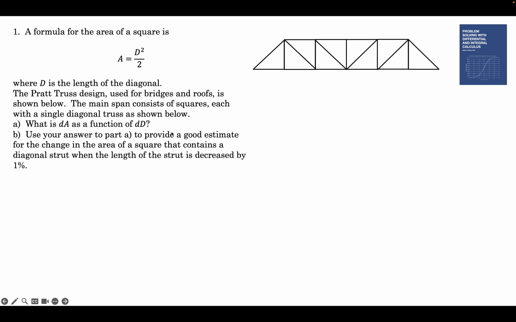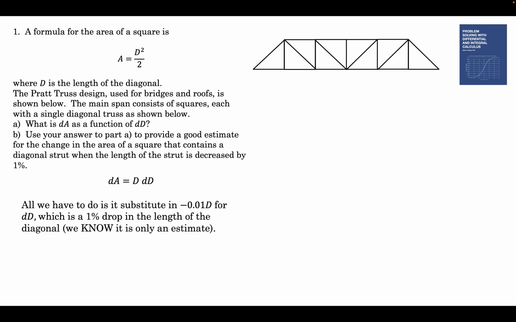Using your answer to part A, provide a good estimate for the change in the area of a square that contains a diagonal strut when the length of the strut is decreased by 1%. So we decrease the length of a diagonal strut by 1%, and we want to know how the area of the square changes. There's our differential for A. dA is d dd. So all we have to do is substitute in minus 0.01 d. That's a 1% drop. So it's minus d over 100.